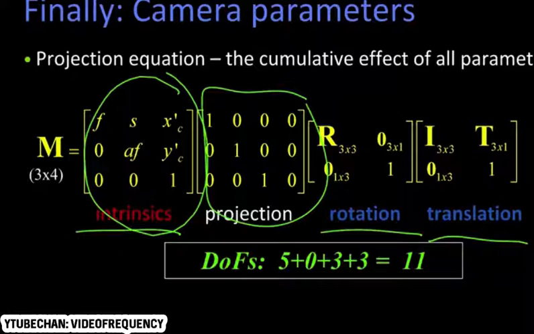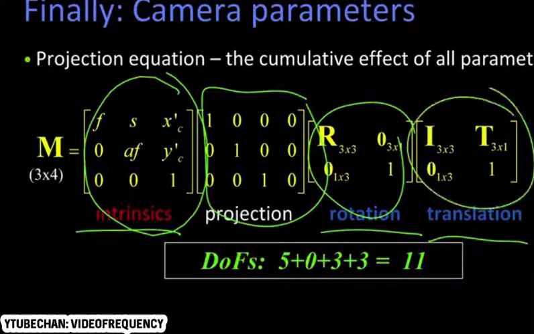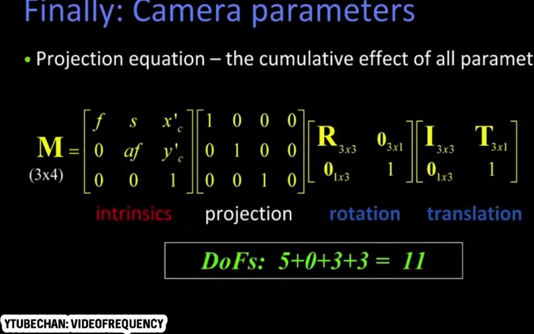5 for the intrinsics, 3 for the rotation, 3 for the translation. I'll get rid of all that scribble. That equation there, that M, that is the full camera calibration matrix. All right. That ends this lesson.